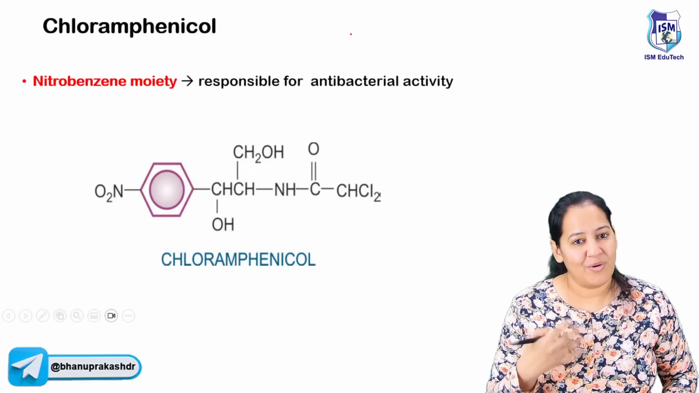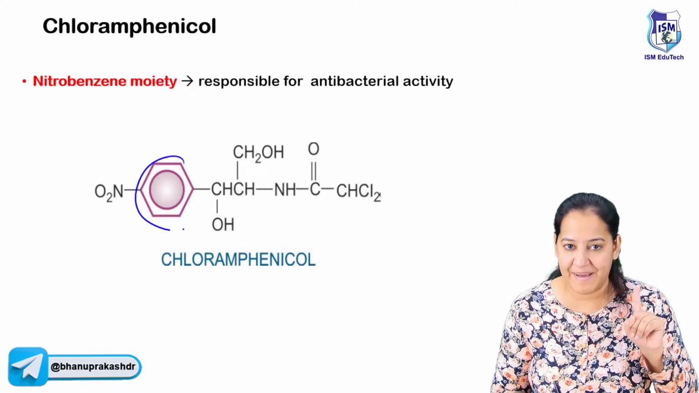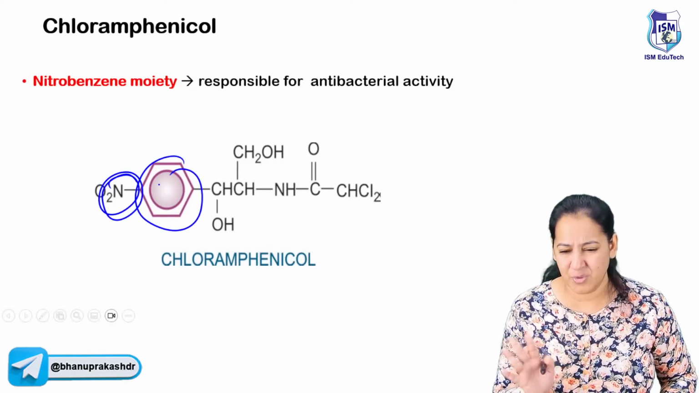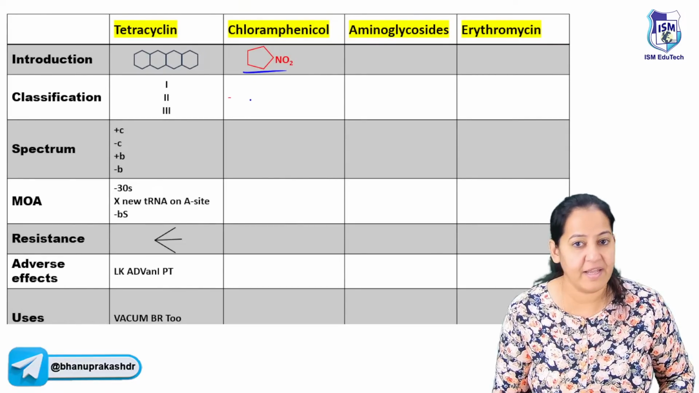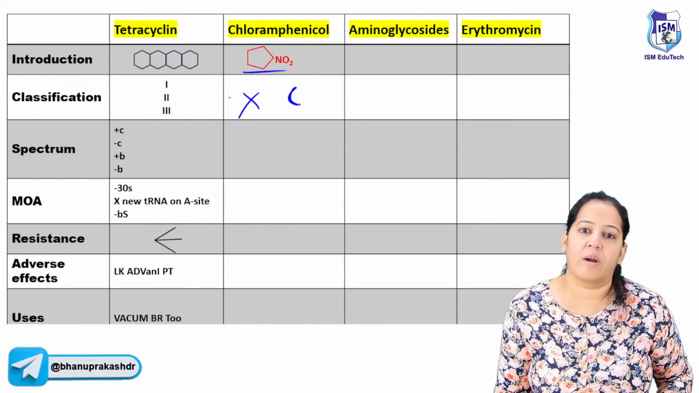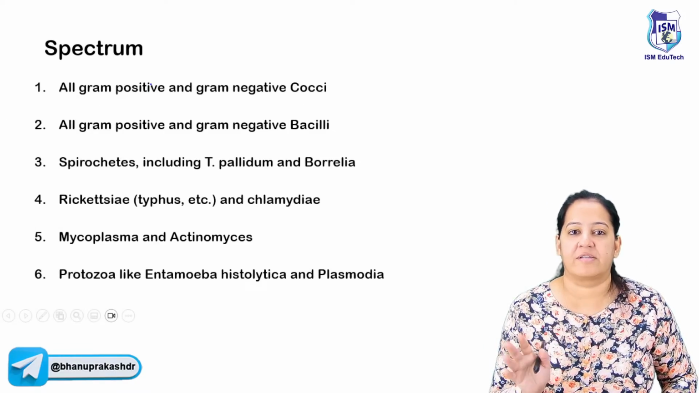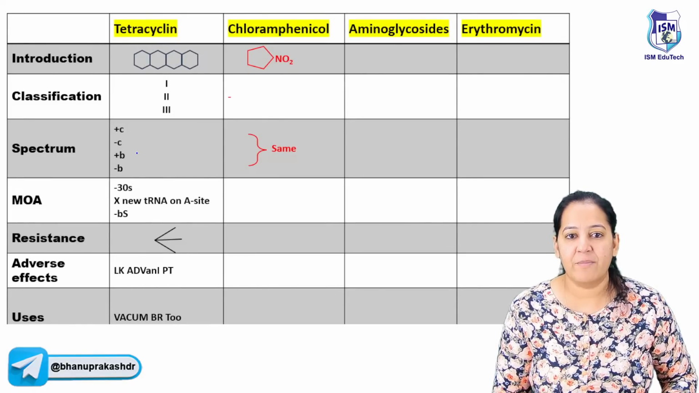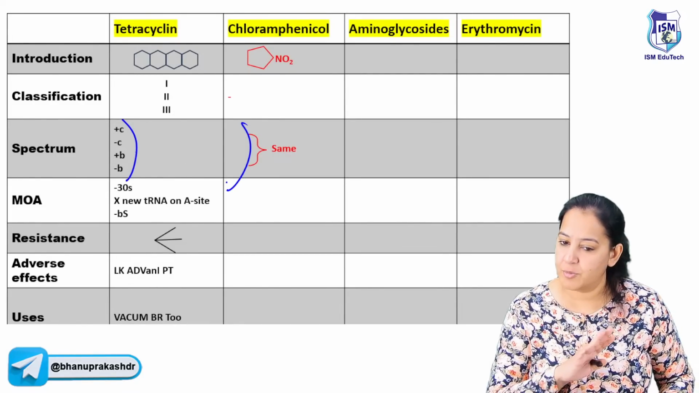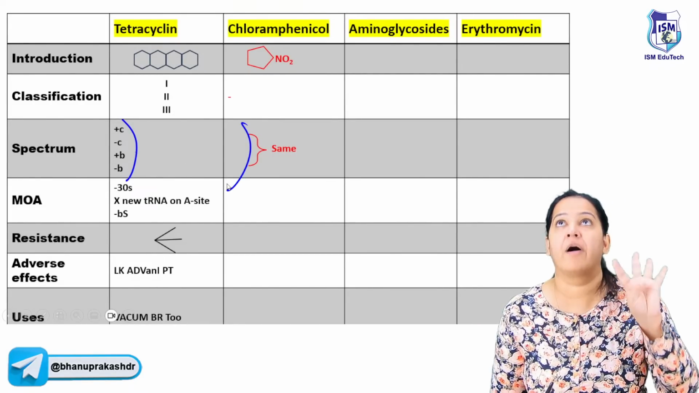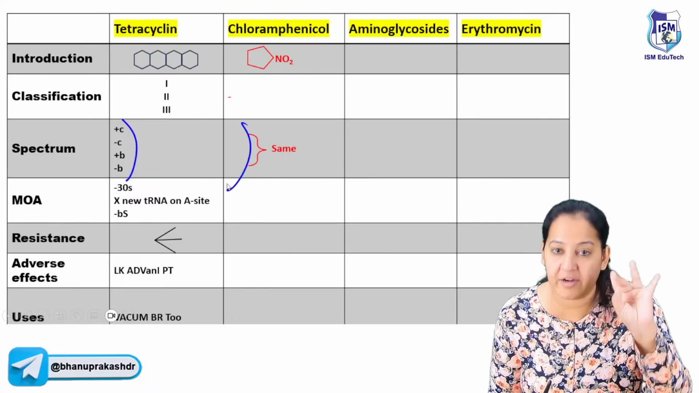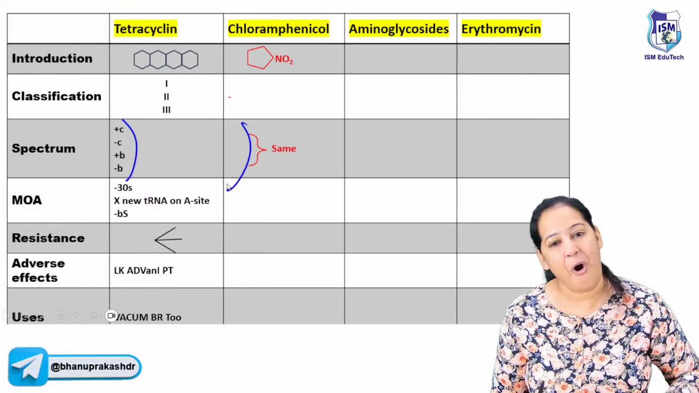Quick. So chloramphenicol has only one benzene ring with a nitro moiety. Don't learn the structure, just for your knowledge I'm telling. There is no classification, only one drug, chloramphenicol. Tetracycline has 7 types, but here only one drug. Spectrum is the same. It is also broad spectrum. It kills all 4: gram-positive cocci, gram-negative cocci, gram-positive bacilli, gram-negative bacilli.